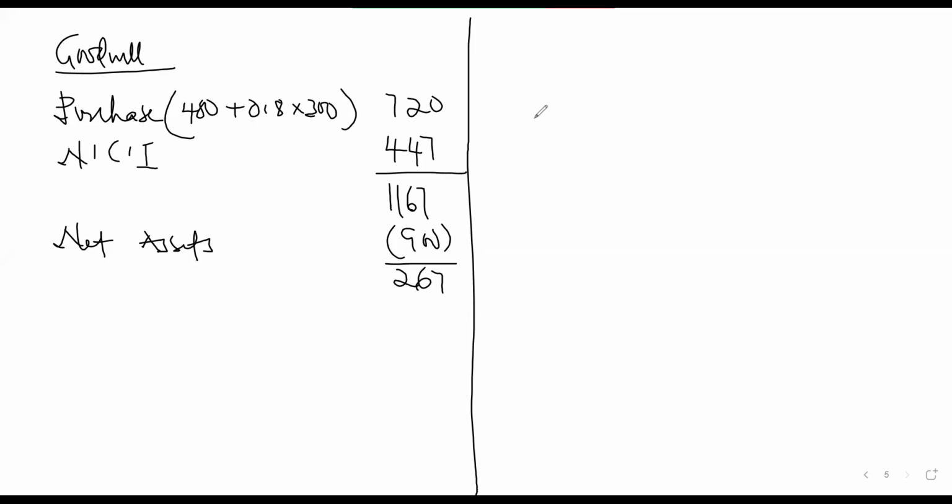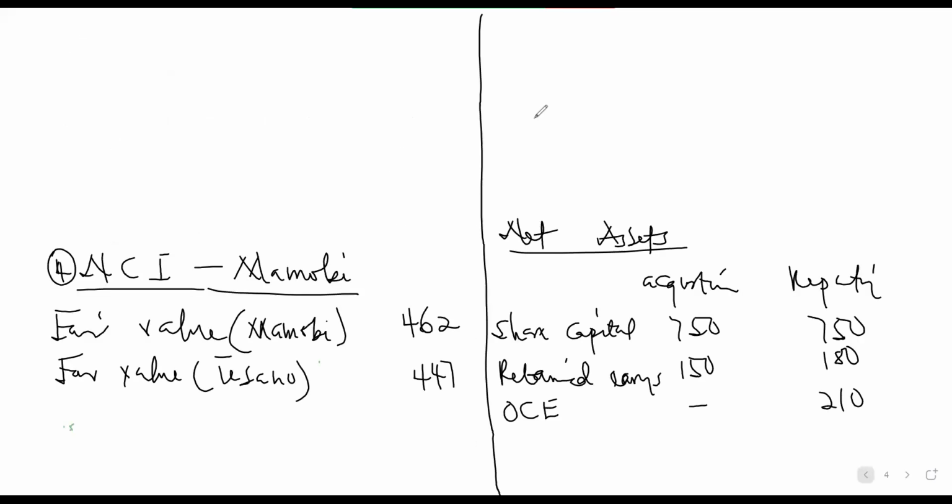I'm seeing 480 plus 0.8 times 300. The 480 is what the parent is paying directly. Mamobi has paid 300 for the 25%. Any interest that will be coming from Tesano, the parent will be having only 80% of it. So the 300 must be shared among the parent and the NCI. The parent will have 80% and the NCI will have the rest.